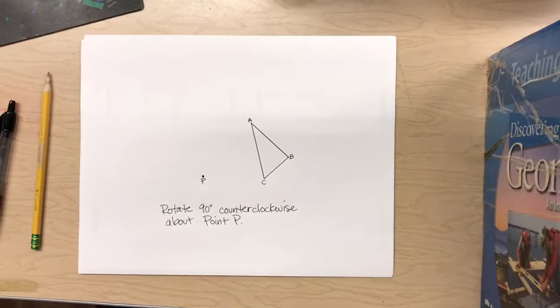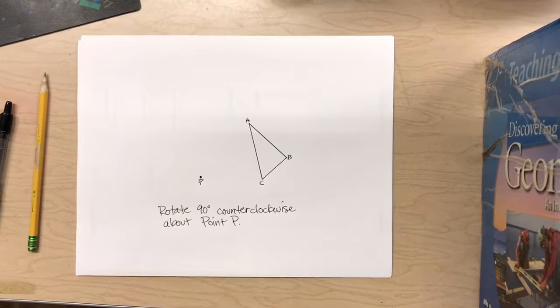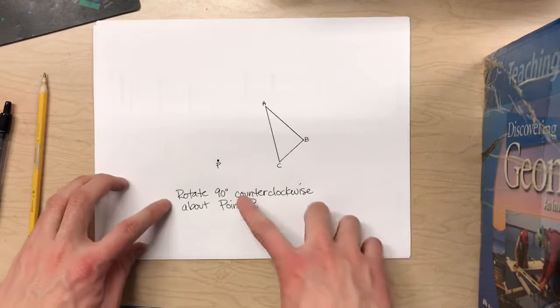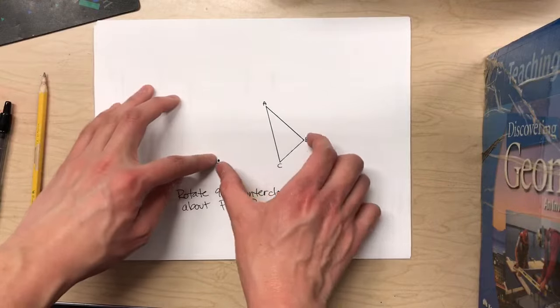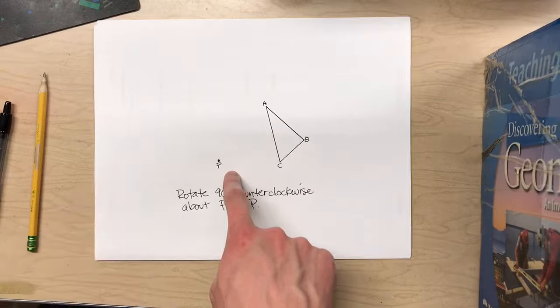So today I'm going to show you how to construct a rotation. As you can see here, we're going to rotate this triangle ABC 90 degrees counterclockwise about point P. So we're going to take this whole thing and just turn it 90 degrees around this point.